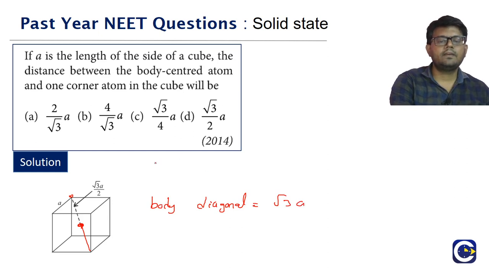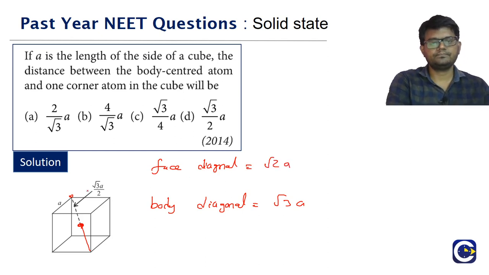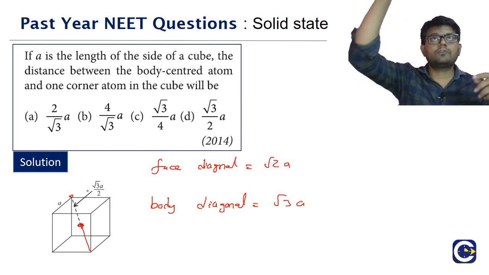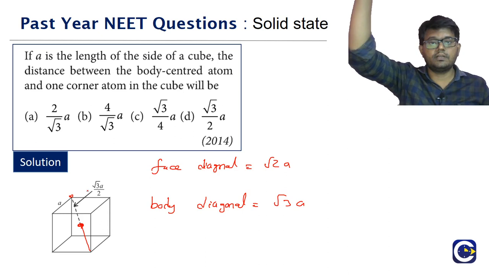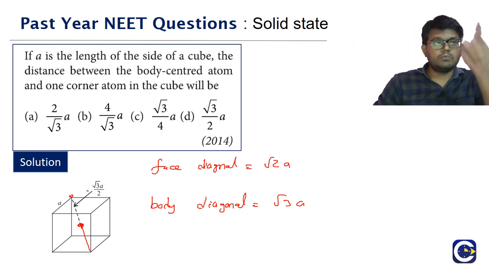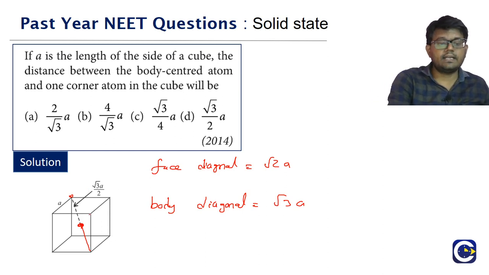Body diagonal is equal to root 3a. Face diagonal will be equal to what? So all these results we must remember. Face diagonal will be equal to root 2a. What does body diagonal mean? Imagine the room that you are sitting in like a cube. From one corner to exactly the opposite corner, if you think about the diagonal like this, that is what we call the body diagonal. The body diagonal has the body center as the midpoint. So the body diagonal is root 3a, which means the distance we are asking here is what?